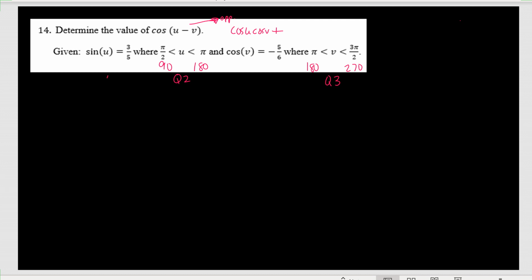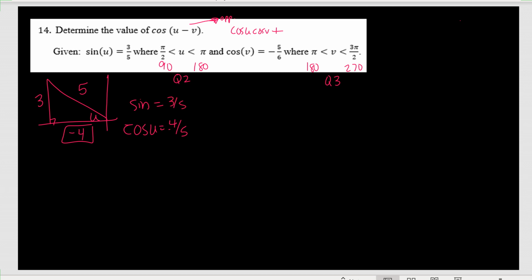All right, so first one, quadrant 2, sine of u, go to the left, go up, and then back to my origin. So 3 is the vertical, 5 is the hypotenuse, and then we determine using Pythagorean theorem, it's a 3, 4, 5 triple, that cosine will be negative 4 over 5. And we were already given that sine of u is 3 over 5.